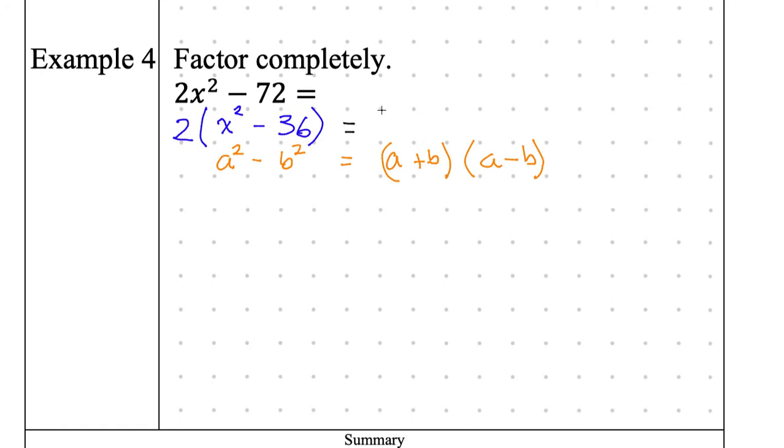So I'm going to set up my parentheses with the minus sign and the plus sign already in there. I need someone to help me. If a squared is x squared, what is just regular a? If a squared is x squared, what is just a? Brian. It is indeed x. So everywhere where I see an a, write an x. Everywhere where I see a b, I need to fill in b, but I need to figure out what b is. B squared is 36. What is just normal b?